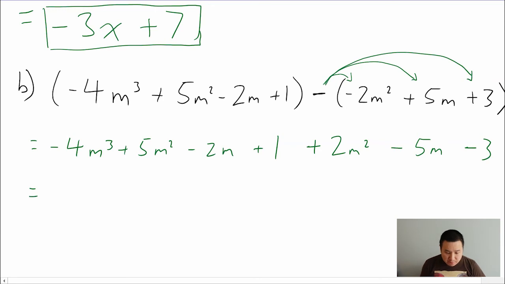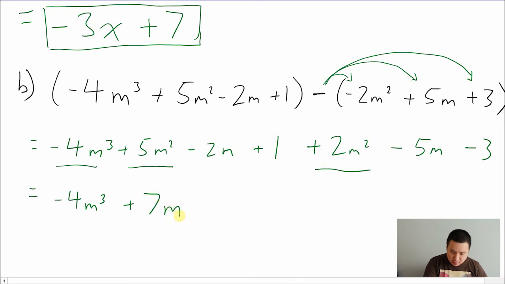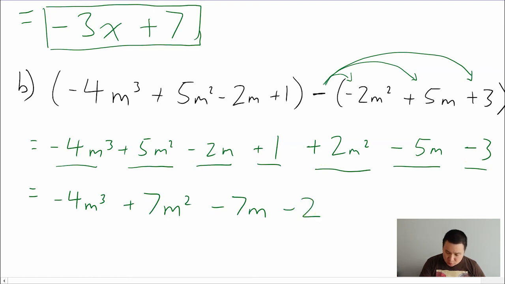We'll start with the negative 4m cubed term. That one has no other like terms, so negative 4m cubed. This positive 5m squared, well, I have this positive 2m squared. That together gives me 7m squared. And then I have this negative 2m with this negative 5m, that's negative 7m. And my positive 1 goes with this negative 3 to give me negative 2.